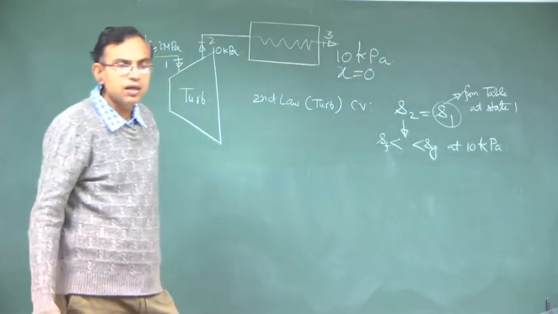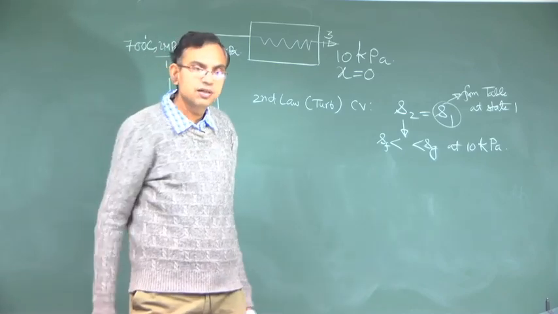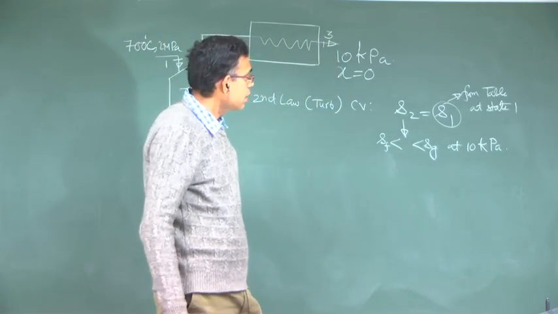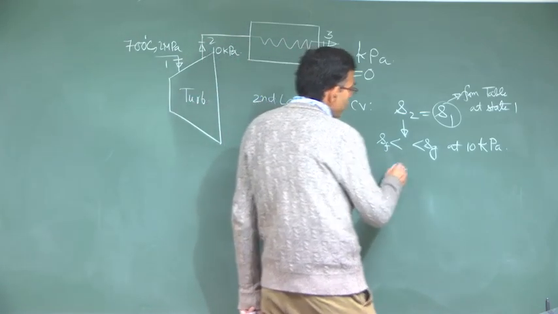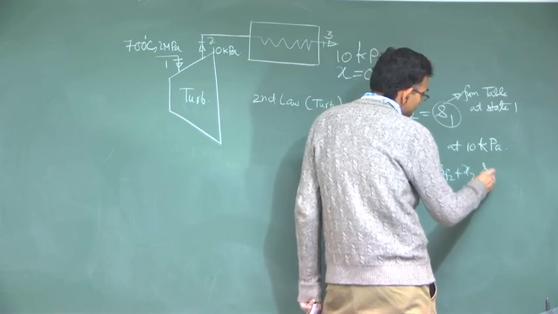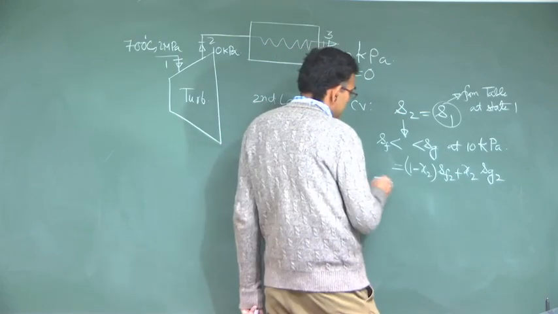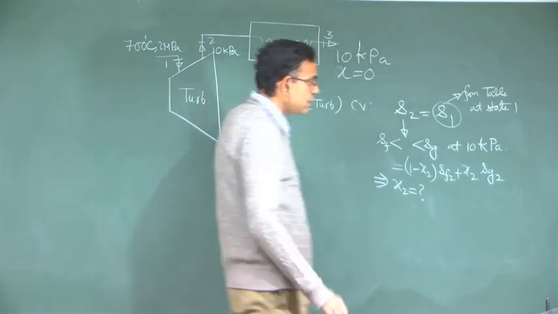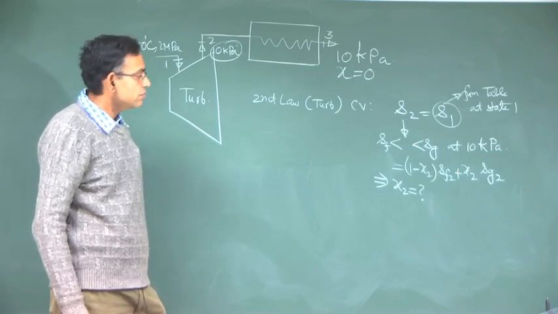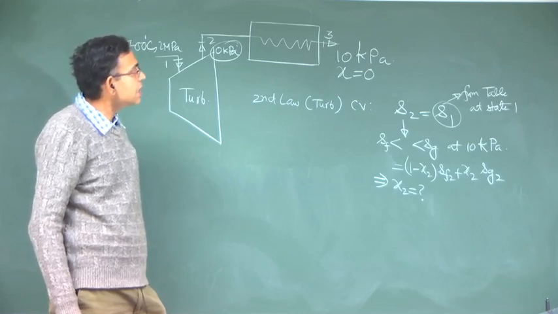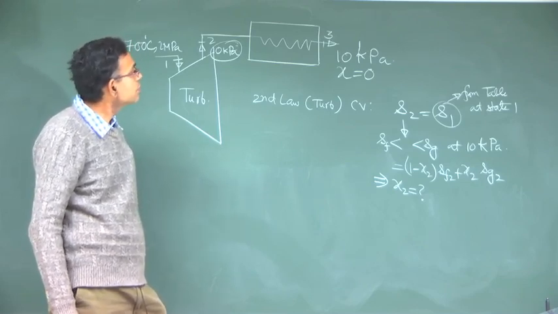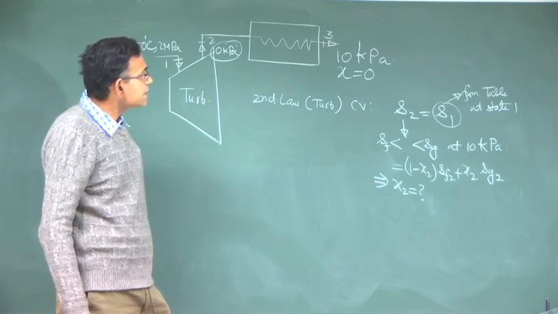This is very common for practical situations, that turbine exhaust is a two-phase system. From common engineering practice we know this, and you can verify this from the table. Then you can write S2 as (1 minus x2) into SF plus x2 into SG. SF and SG you get from the table at 10 kPa, so you get x2. Once you get x2, you can calculate all properties at state 2, for example specific volume, or whatever you require.